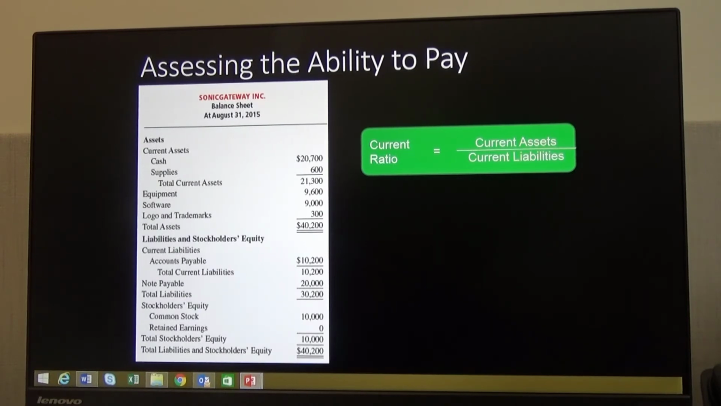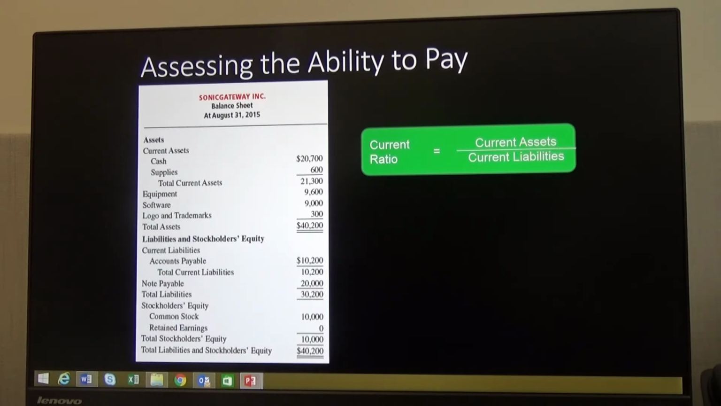If this ratio turns out to be greater than 1, then we know we have more current assets than we do have current liabilities, and we're likely to be able to pay off those current liabilities as they come due. The higher the current ratio, the more liquid the company is, and you would think then we just want as big a current ratio as we can get. But there is a little bit of a caveat there that we don't want to just hoard current assets. We don't want that ratio to get too big.